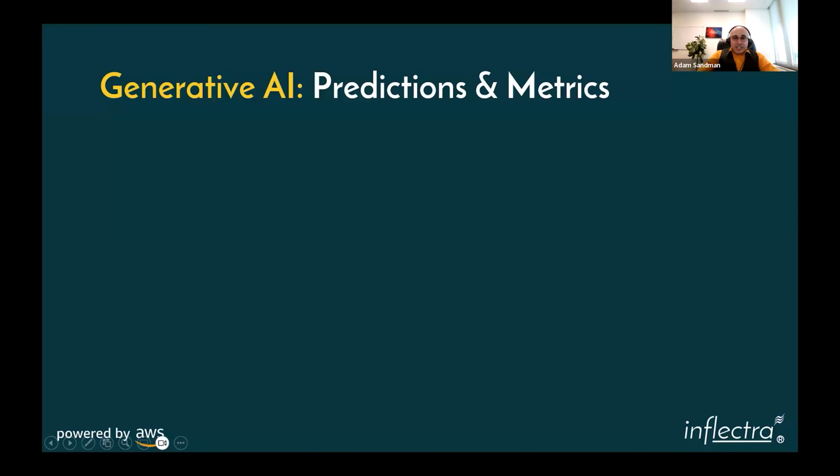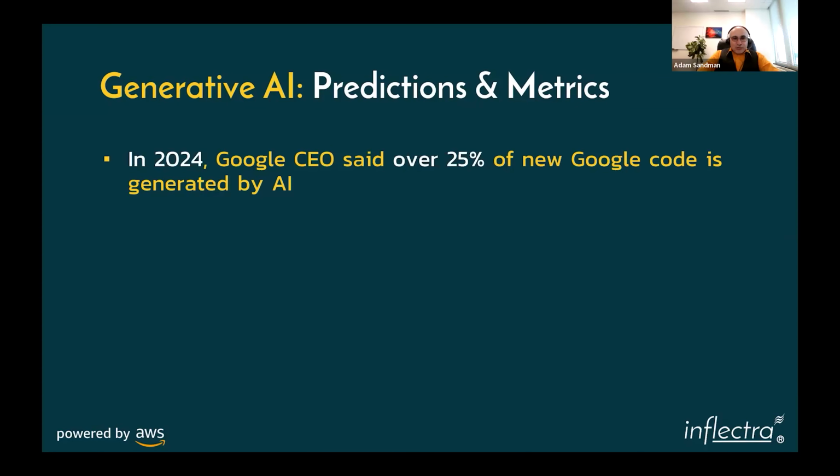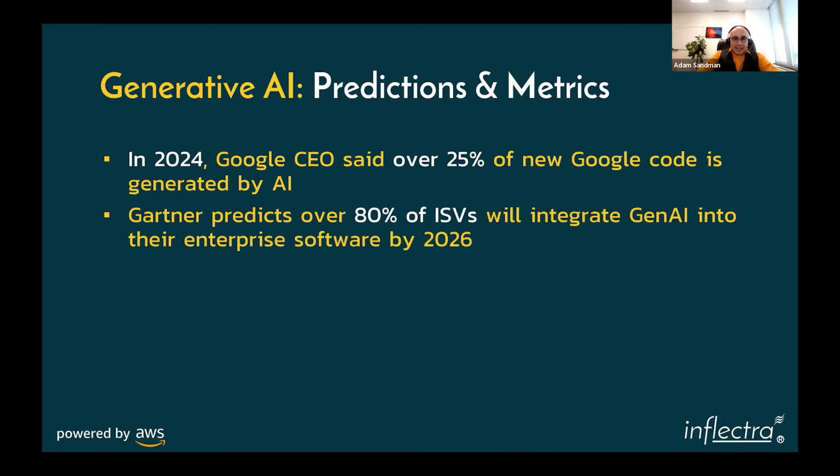Let's talk about some of the general predictions before we get into the application live stuff. So first of all, you may have heard this last year. The Google CEO said that over 25% of new Google code is generated by AI, and Gartner is predicting that 80% of independent software vendors will integrate Gen AI into their software by 2026. And I should say one update on the first one. In the news recently, Google is saying that 70-80% of all Google code is generated by AI, and they're predicting by 2026 at Google, 90 to 100% of all code will be AI generated. Now, not generated solely by AI. Obviously, there'll be people involved with that, but AI will be touching almost all the code.